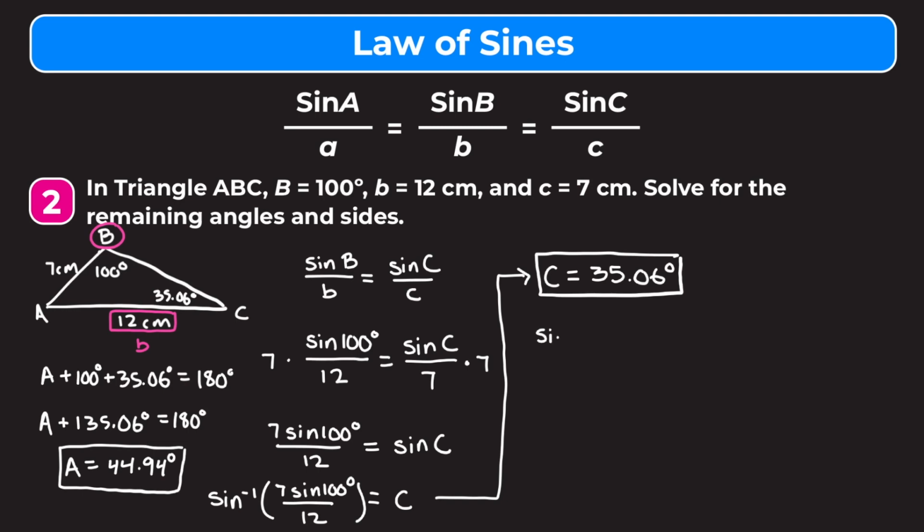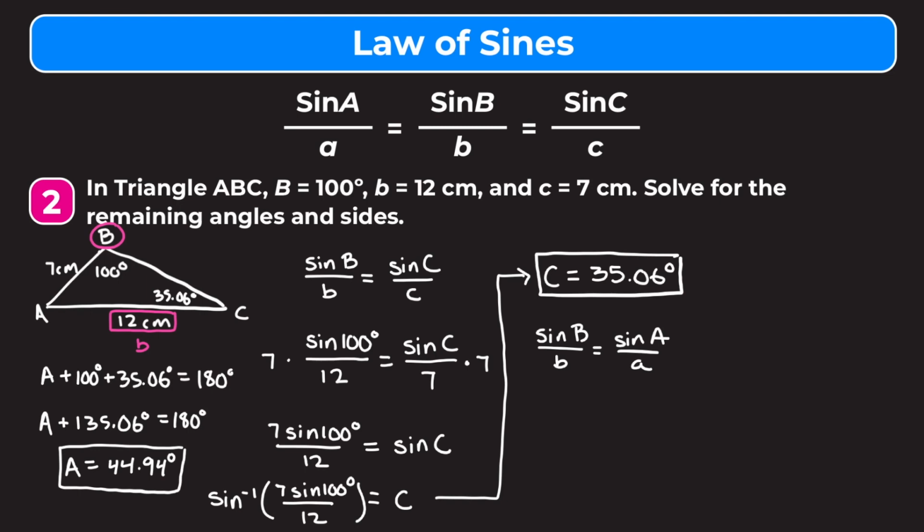So let's say that the sine of angle B over B is equal to the sine of angle A over A. You could also say the sine of angle C over side C is equal to the sine of angle A over side A. It doesn't actually matter which angle side pair you use.